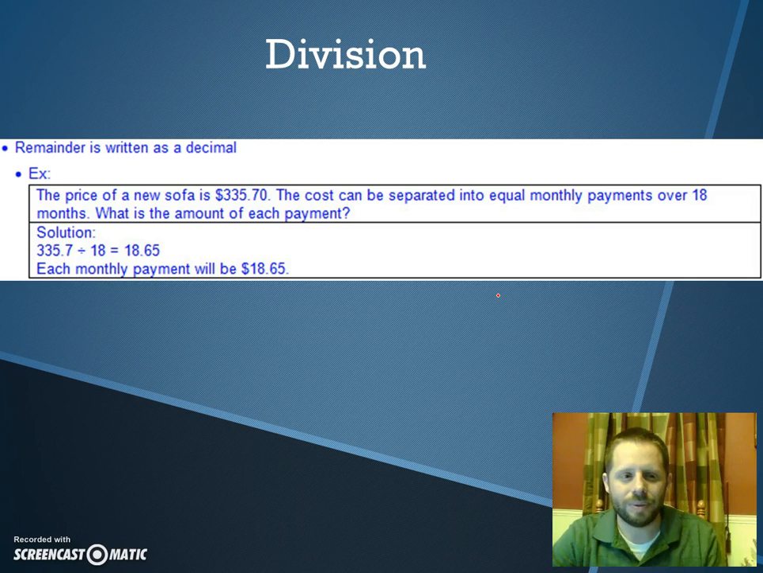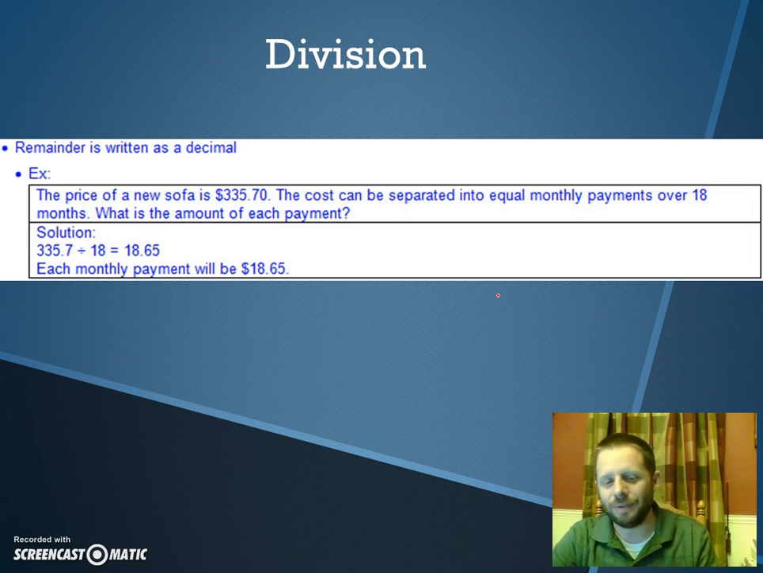Now for this example, it's called remainder is written as a decimal. We kind of did this one a little earlier. It says the price of a new sofa is $335.70. The cost could be separated into equal monthly payments over 18 months. What amount would each payment be? So we're literally taking a total cost for the sofa and dividing it out into 18 equal payments.